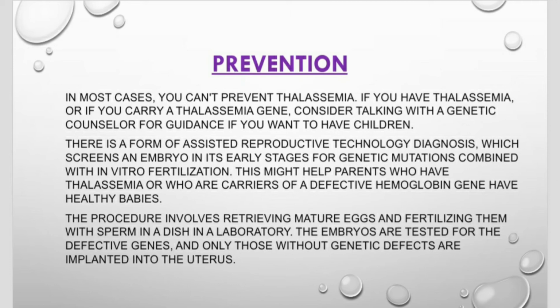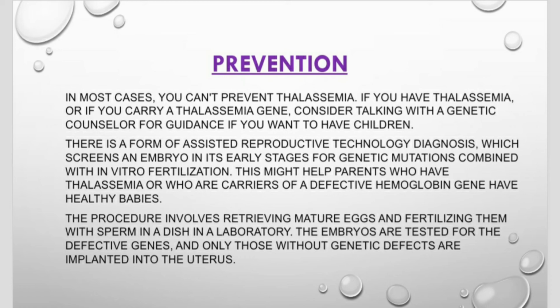The second paragraph says there is a form of assisted reproductive technology diagnosis which screens an embryo in its early stages for genetic mutation, combined with in vitro fertilization. This might help parents who have thalassemia or who are carriers of the defective hemoglobin gene have healthy babies. That means this technology helps screen an embryo in its early stages for genetic mutation, combined with in vitro fertilization, and may help the parents who carry thalassemia or the defective hemoglobin gene to have healthy babies.